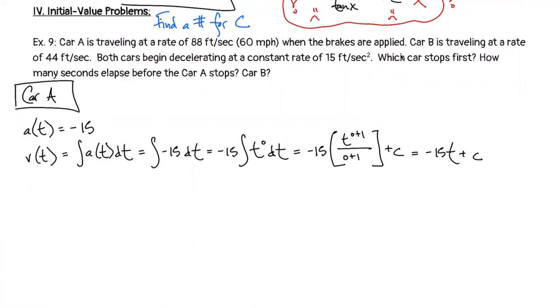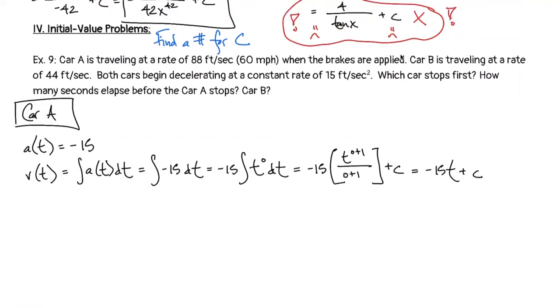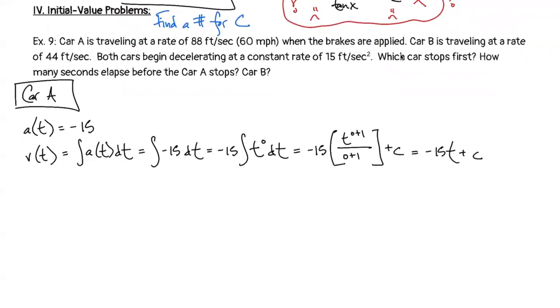But here's what I want to do. I want to find a number for c. It turns out that we have some information here. We have that car A is traveling at a rate of 88 feet per second, and it's doing that speed when the brakes are applied. So what that means is that the velocity at time zero, the moment we hit the brakes, is 88 feet per second.